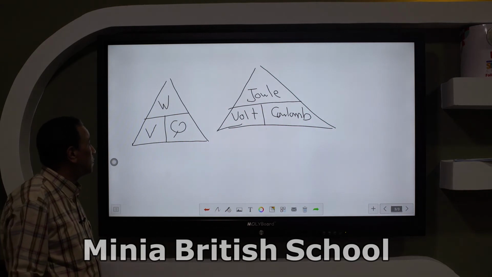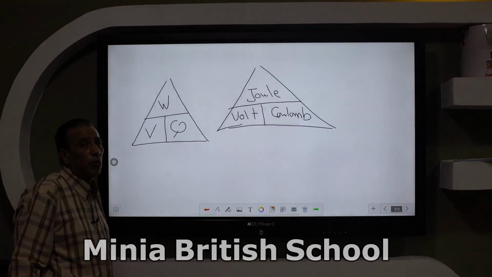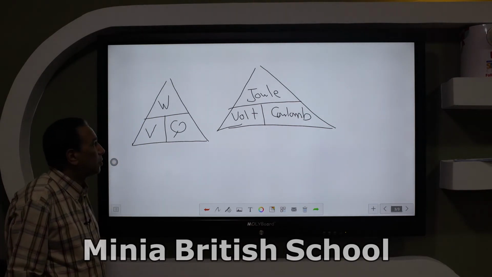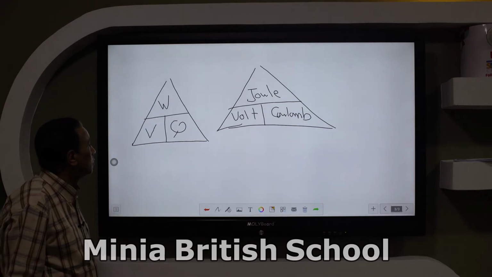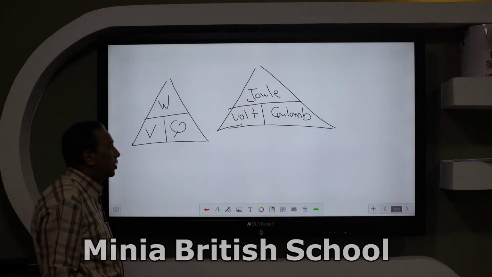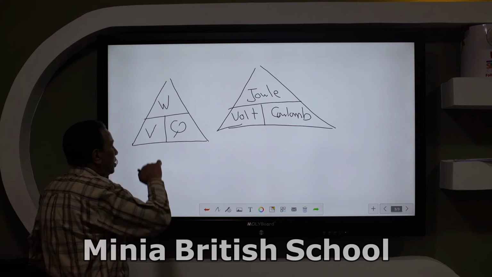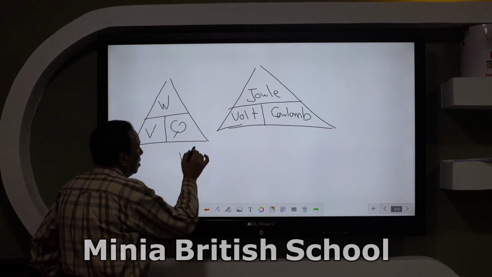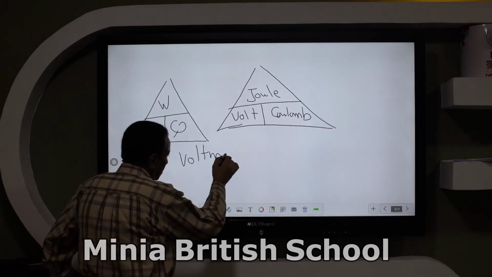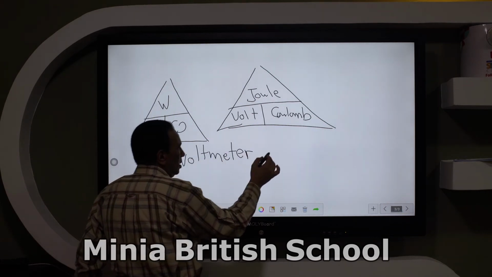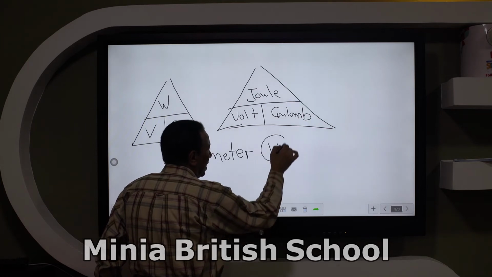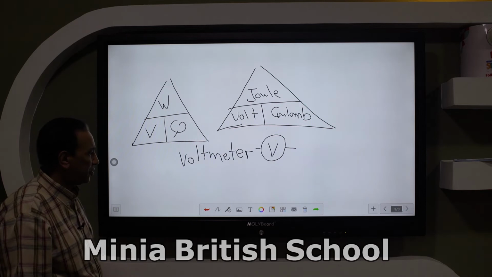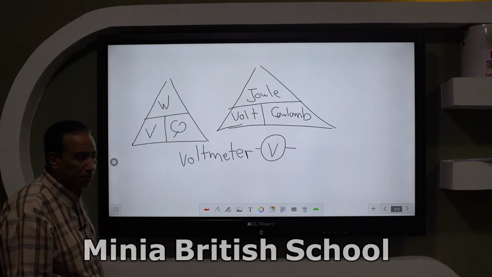Again, the potential difference is V equals the work done in joule to transfer the quantity of electricity in coulomb. So V equals W over Q. To measure the potential difference, we use a tool called a voltmeter. The voltmeter's symbol is V, and it is connected in parallel in the electric circuit. This is the second description.